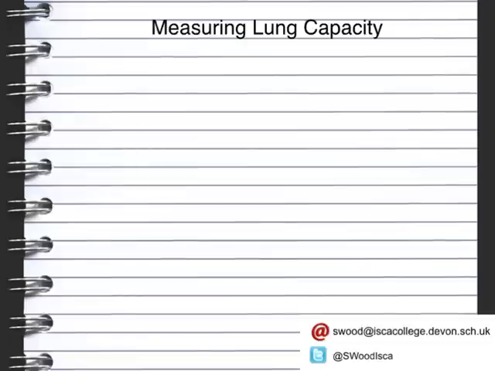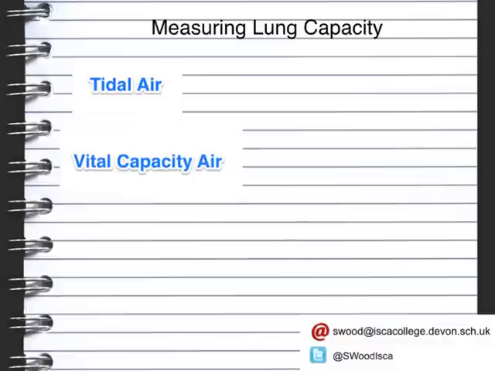Now, when we look at the lung capacity, we can actually look at 3 different parts of it. When we normally breathe in and out, we have something called tidal air, which is the normal volume that we breathe in and out. So when we breathe, that is our tidal air. Now, we also have the vital capacity air. That's the maximum that we can actually take in.